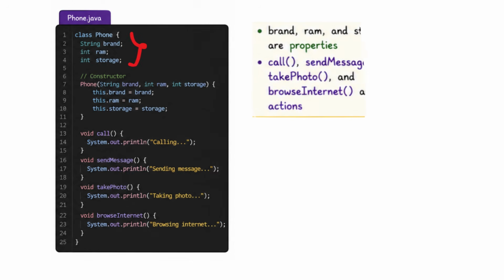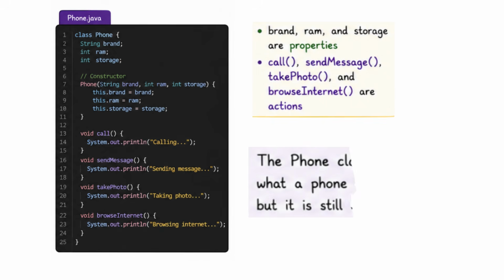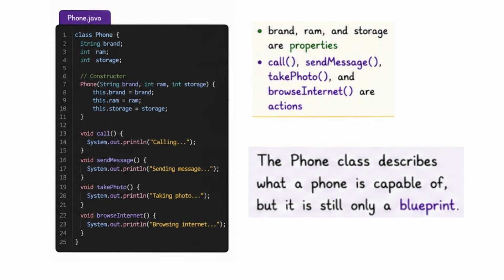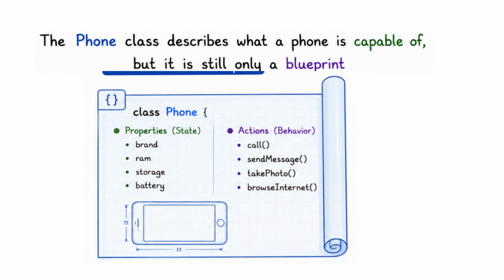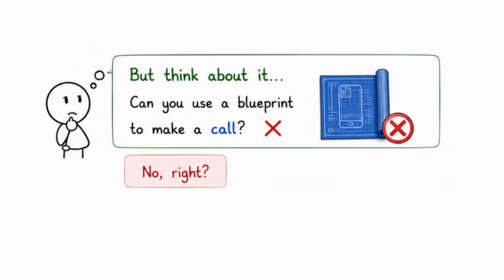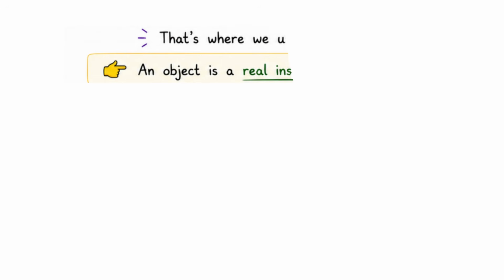So here, brand, RAM, storage are properties. And these methods, call, send message, take photo, browse internet, are actions. The phone class describes what a phone is capable of, but it is still only a blueprint. Using a class, we define the blueprint, we define the structure. But think about it. Can you use a blueprint to make a call? No, right? That's where we use objects.